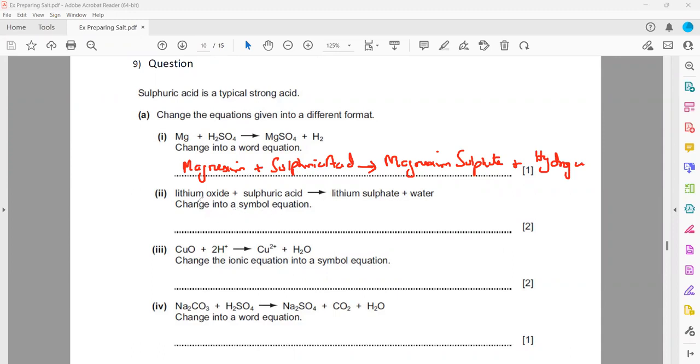Then change into symbolic: lithium oxide plus sulfuric acid. For lithium oxide, you first have to check that lithium is group 1 and oxygen is group 6. So lithium oxide will be Li2O. Sulfuric acid is H2SO4. Give lithium sulfate. Lithium is group 1, plus 1, and sulfate is minus 2. So it will form Li2SO4 plus water, which is H2O.